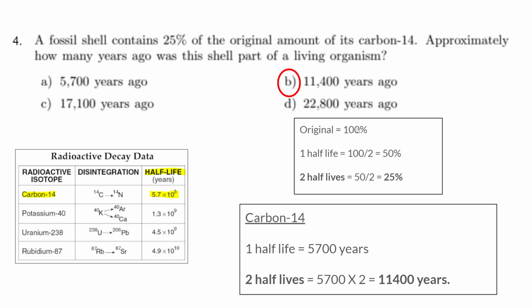So to go from 100% carbon 14 to only 25% of carbon 14, it should have gone through two half lives. And how long is two half lives? One half life of carbon 14 is 5,700 years. So two half lives must be 5,700 times 2, which is 11,400 years. And that's why the correct answer is B.